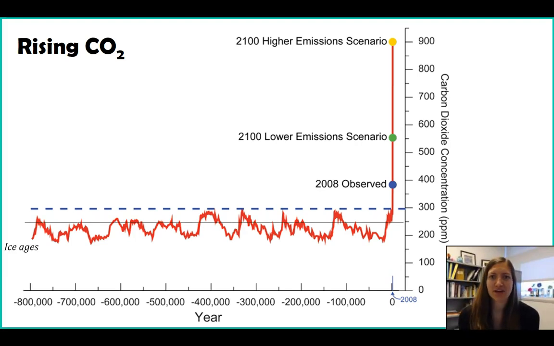Remember, carbon dioxide is a greenhouse gas. Those greenhouse gases are what's going to warm Earth's temperature. Now this line that just popped up, this is the line of where ice ages are.